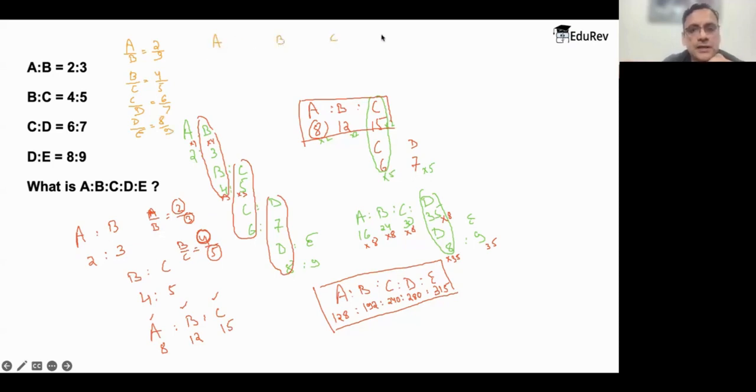Now when you have to write A, B, C, D, E. For A, you take all numerators: 2 into 4 into 6 into 8. Okay. So all numerators. Remember, always the logic or the method is very simple. You start with all numerators. Then the first numerator you shift to the denominator. So when I move to B, instead of the first numerator, I will take denominator.